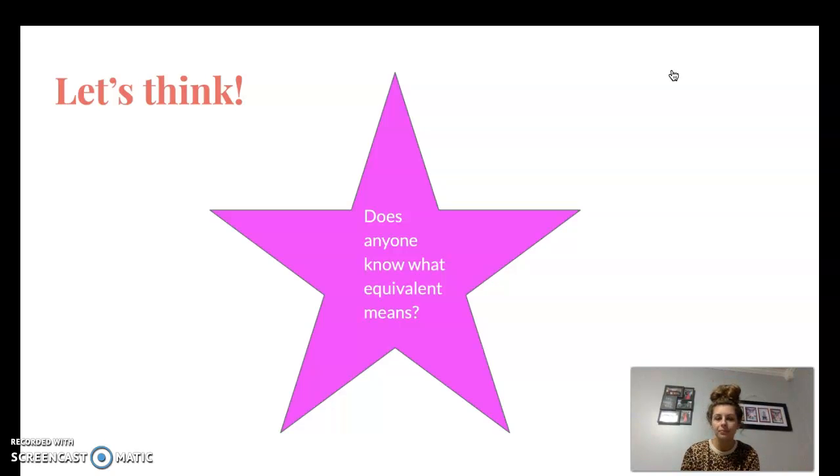Are you ready? Does anyone know what equivalent means? On that paper in front of you, write down what you think it means to you. I bet most of you had on your paper, when you look at the word equivalent, you kind of see the word equal forming, and you all know that equal is when you take something and each side has the same amount. You are correct. That is what equivalent means.